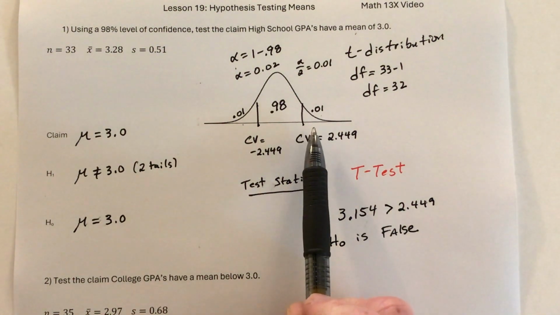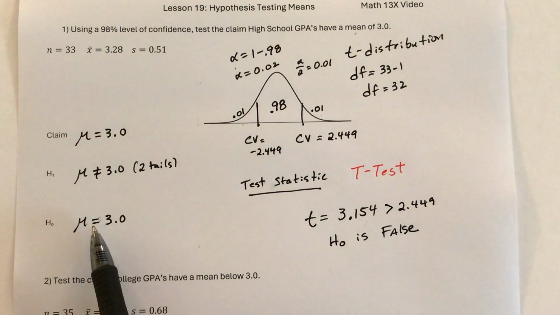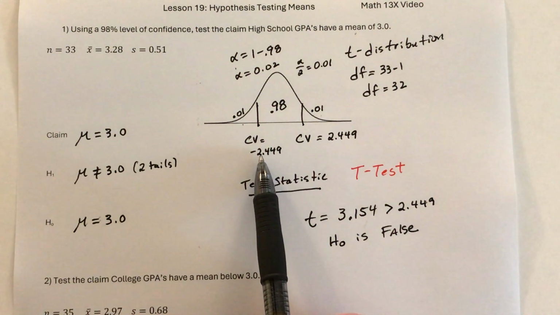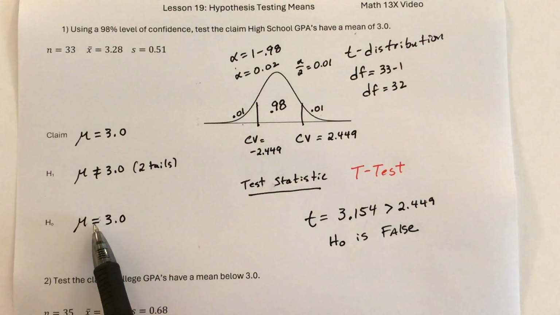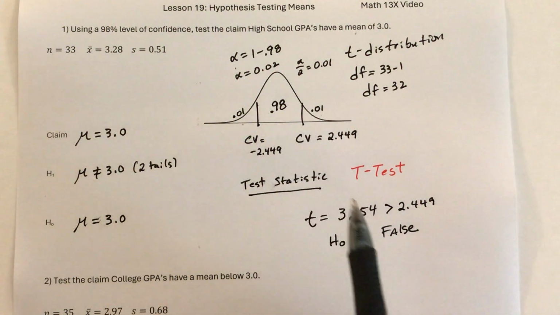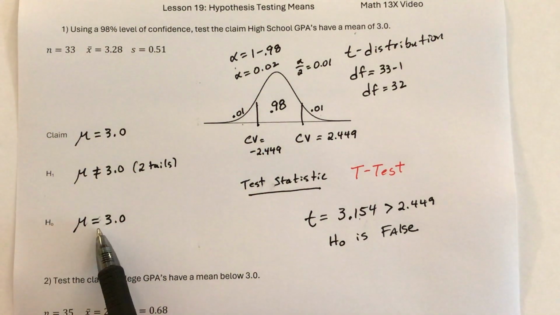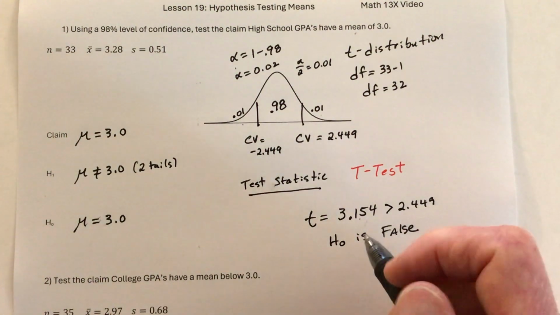So anything that goes past 2.449 proves the H sub O false. Also, if it would have gone past negative 2.449 on the left, it still would say H sub O is false. But if it lands in the middle, that means that we did not prove anything. This one lands far enough to the right, we did actually prove H sub O is false. Turns out the claim was the same thing, so the claim is false also.